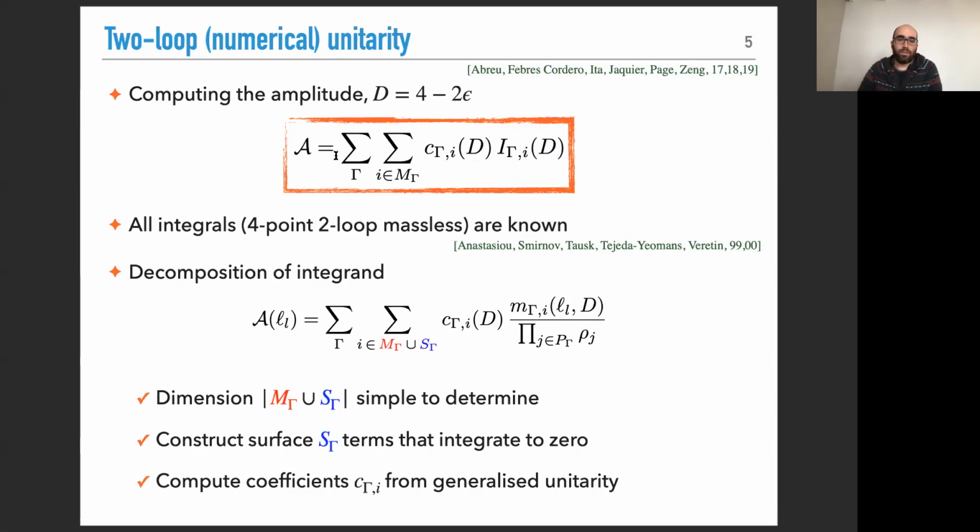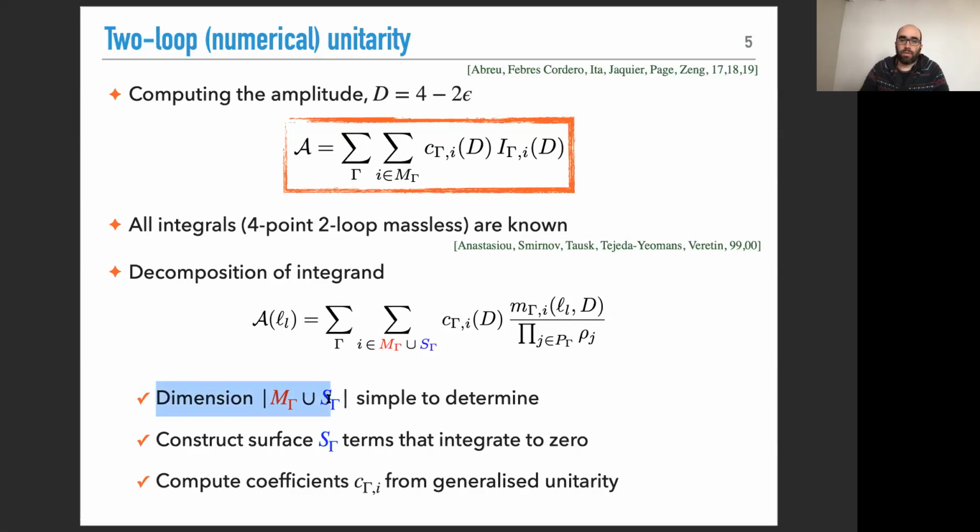And our idea is that you promote this decomposition of the integrated amplitude to a decomposition of the integrand. And the price you need to pay is that you need to introduce a new type of terms, which we call surface terms. So these are terms that if I integrate, they would integrate to zero, but when I write the integrand, they should be there. So some comments on this decomposition.